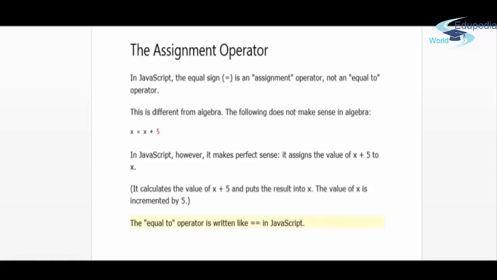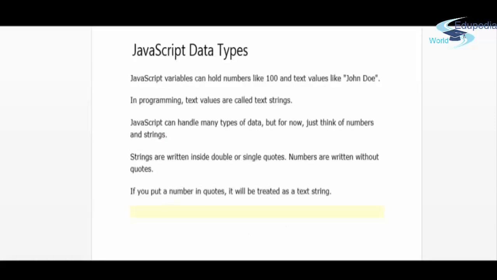All right, let's talk about JavaScript data types. JavaScript variables can hold numbers like 100 and text values like John Doe. In programming, text values are called text strings. JavaScript can handle many types of data. For example, we did "Hello Dolly, how are you?" These are text strings. For now, just think of numbers and strings.